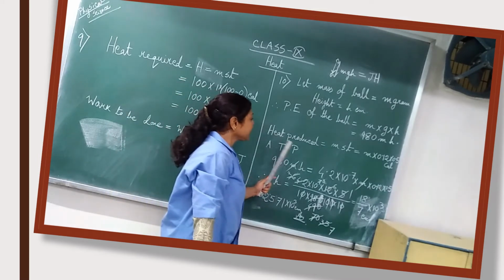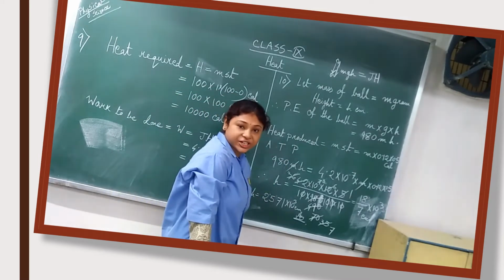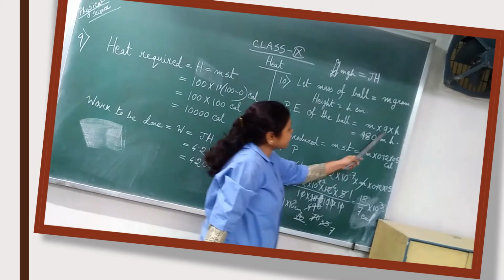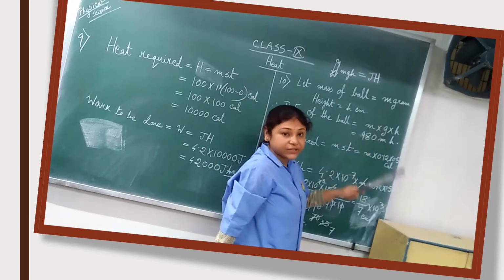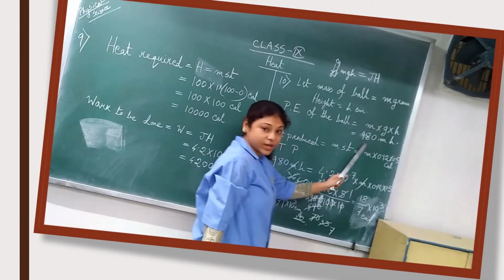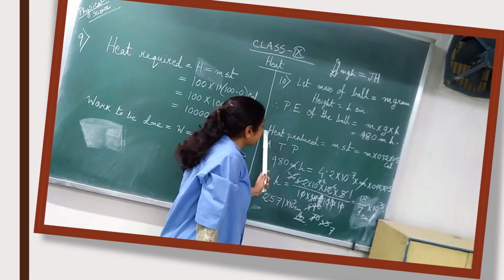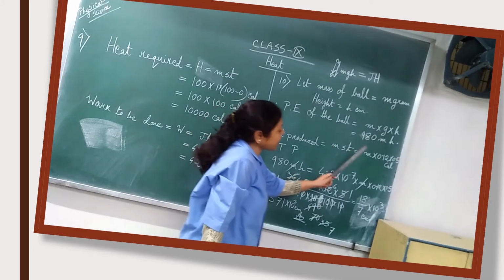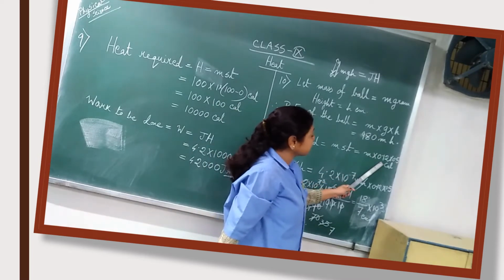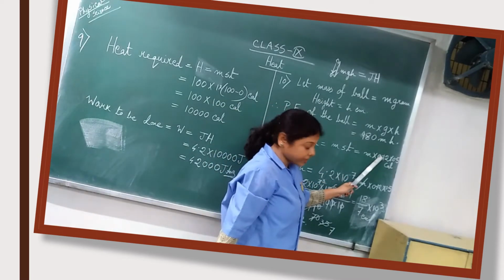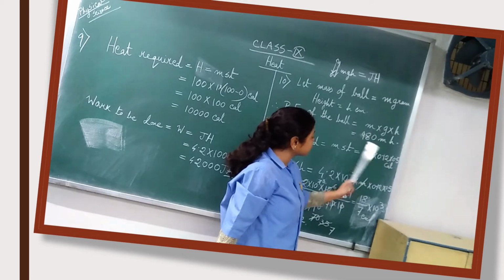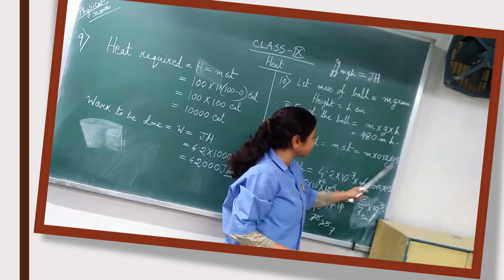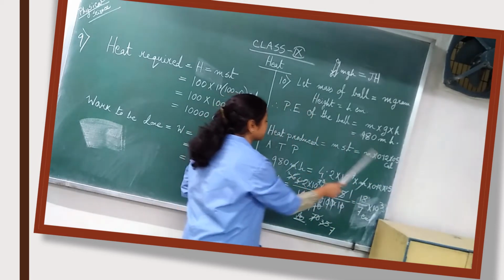Next, what is g? It's gravitational acceleration. And in CGS unit, its value is 980. That's why I have written 980. Now heat produced is equal to M into S into T according to the formula. S given in your question 0.12, into T also given 0.5, and unit of heat is calorie.